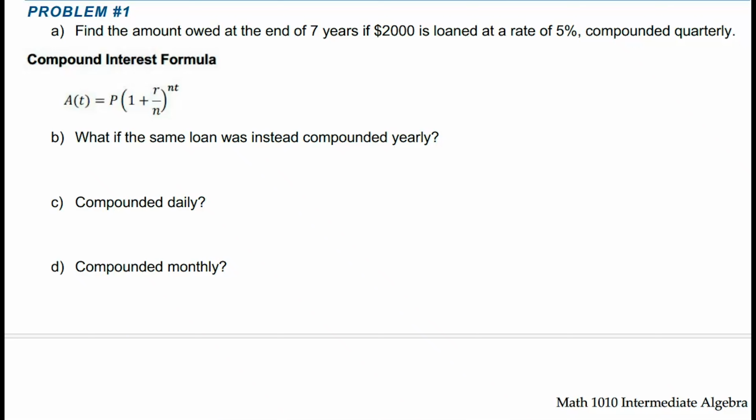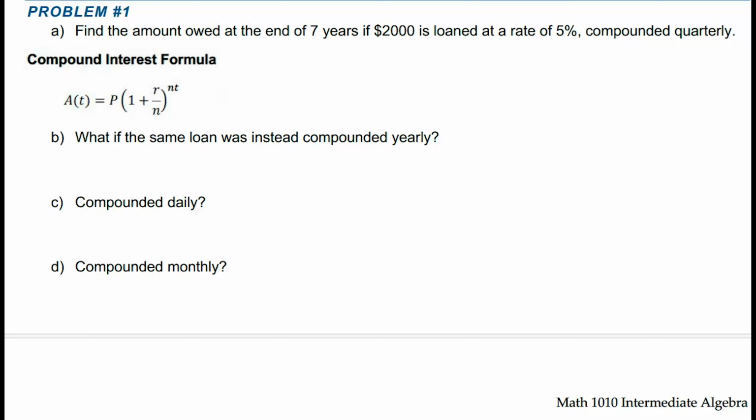All right, let's take a look at an example using compound interest and using this compound interest formula. I have it here again so you can look at it as we are trying to figure out what numbers need to go where. So this problem says, find the amount owed at the end of 7 years if $2,000 is loaned at a rate of 5% compounded quarterly.